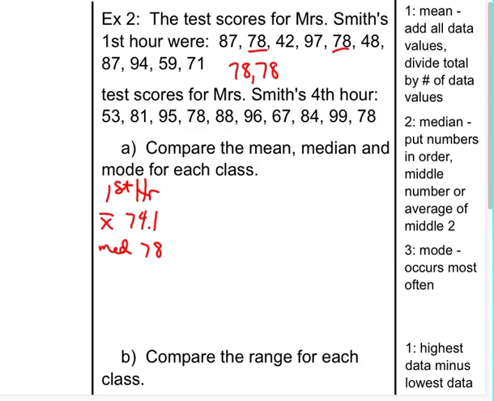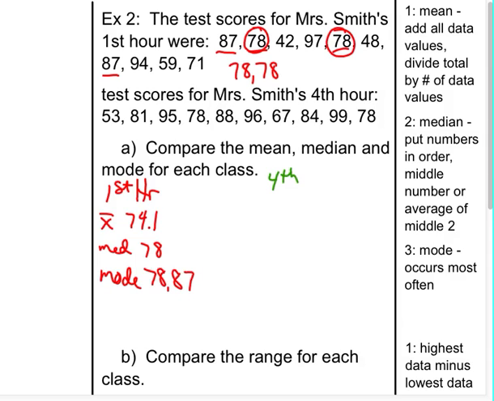The mode, when you look through the data set, we had two data values of 78, and then we also had two data values of 87. So this data set is what's called bimodal because there are two modes. So that is our first hour.